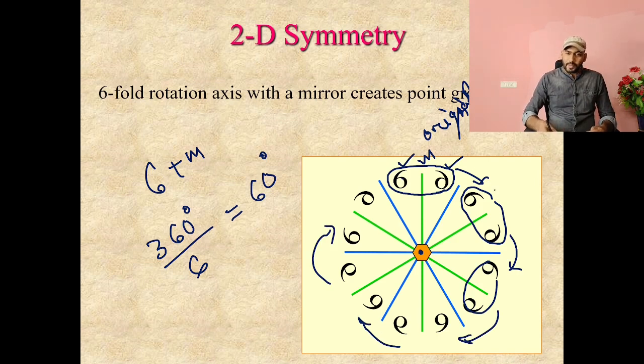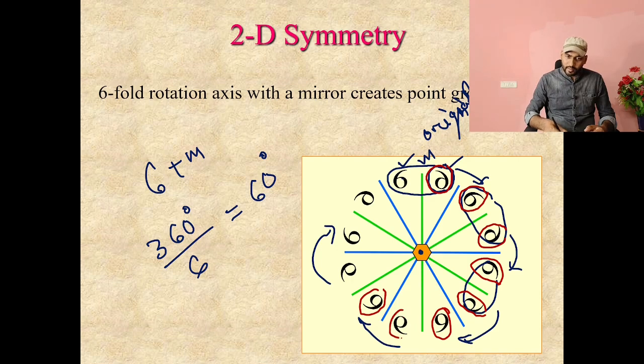Okay. After all the repetition, we will see that this structure and this are also mirror images. This and this are also mirror images. Here also you can see this and this are mirror. So then we'll put these blue lines. These blue lines are the mirror planes. These are the diagonal mirror planes.